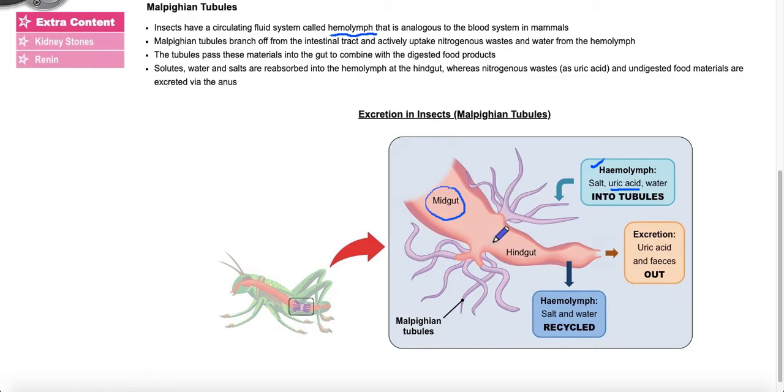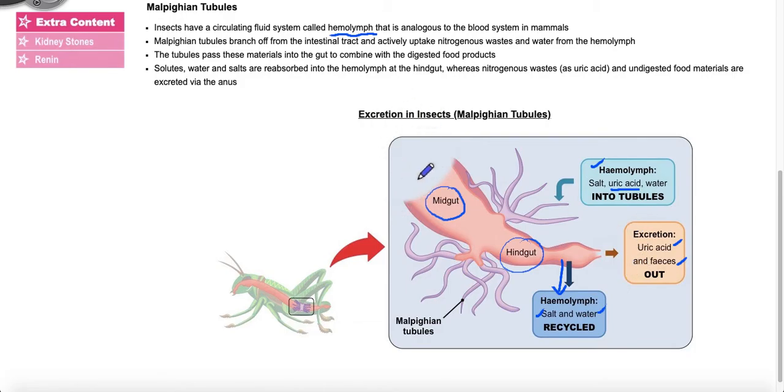Solutes, water, and salts that don't need to be excreted are reabsorbed back into the hemolymph here at the hindgut. So anything that goes back into the insect gets recycled back into the hemolymph, and that would be salt and water because you don't want to dehydrate the insects. And that means that only the waste, which is the uric acid, and the digested food, which is the feces, comes out through the anus of the insect.